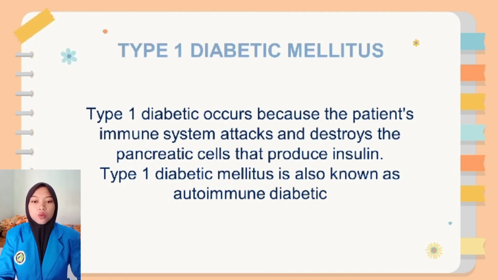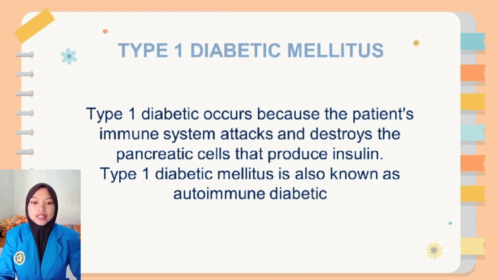Further, about type 1 diabetes mellitus. Type 1 diabetes mellitus occurs because the patient's immune system attacks and destroys the pancreatic cell that produces insulin. Type 1 diabetes mellitus is also known as autoimmune diabetes. So that the insulin production by the sufferer is very little or absent. Generally, this happens before the age of 13, namely in children and adolescents.